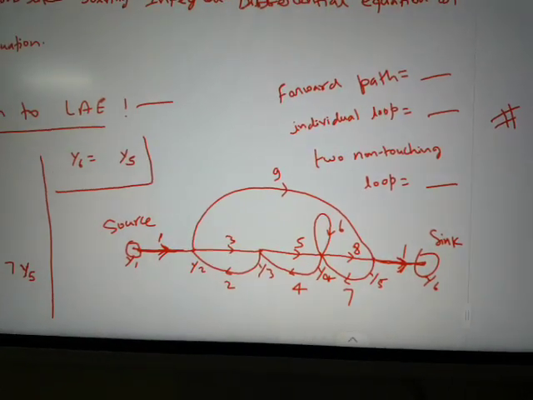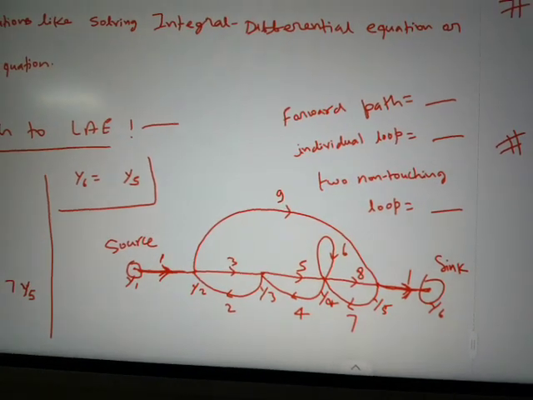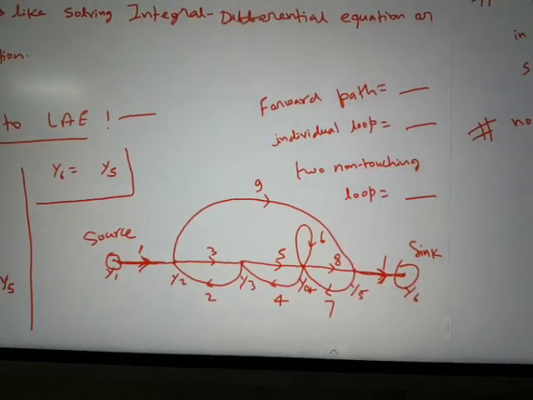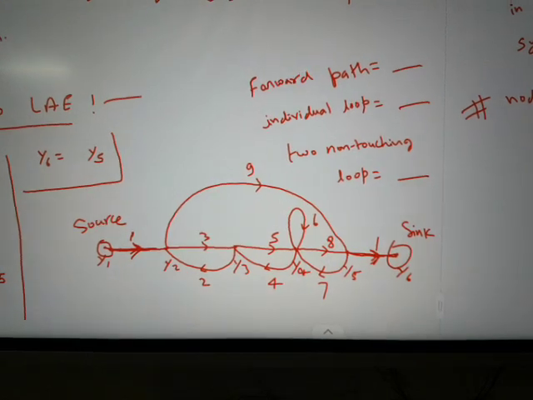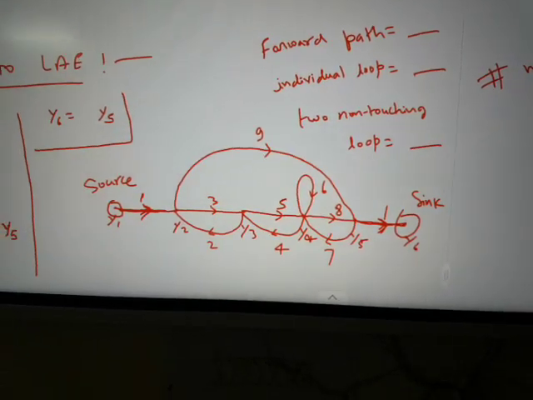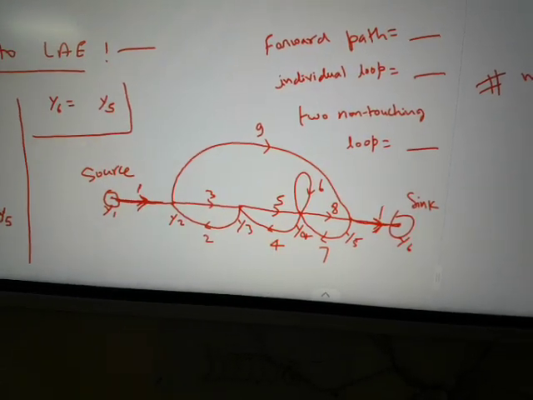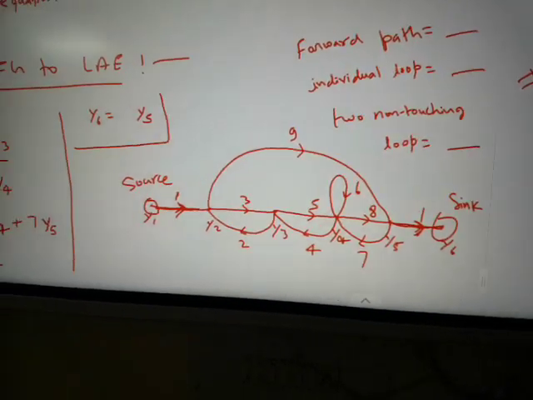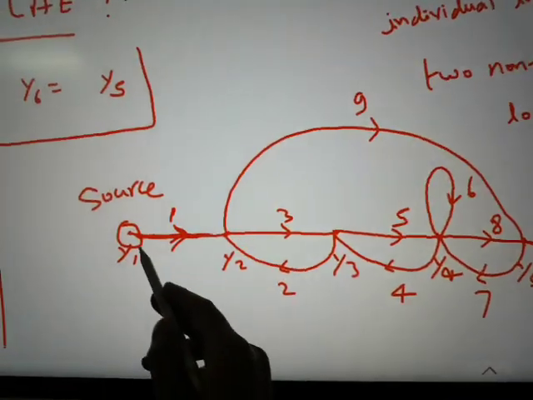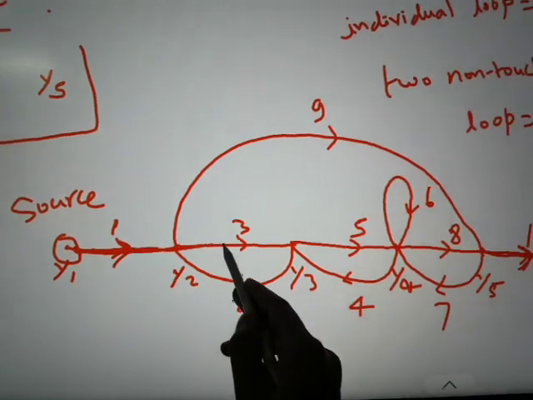For this example, now we have to find out the forward paths, individual loops and two non-touching loops. So for this example, how many forward paths are there? We have one forward path, from source node to sink node. One path is this.